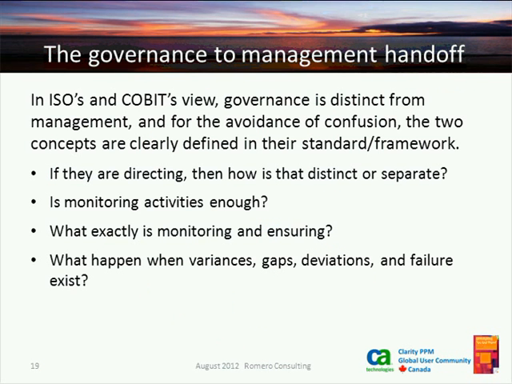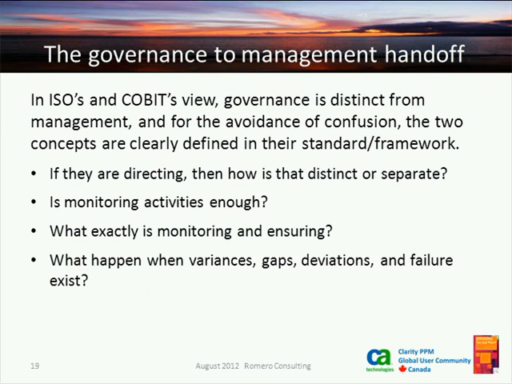So, in ISO and COBIT's view, governance is distinct from management. Okay, well, if it's distinct from management, if you're directing someone, how can you be distinct and separate from somebody or something that you're directing? And is simply monitoring the activities once you've directed them sufficient? And what exactly is monitoring and ensuring? They use those verbs, but they don't tell you exactly what it is or how it's done.